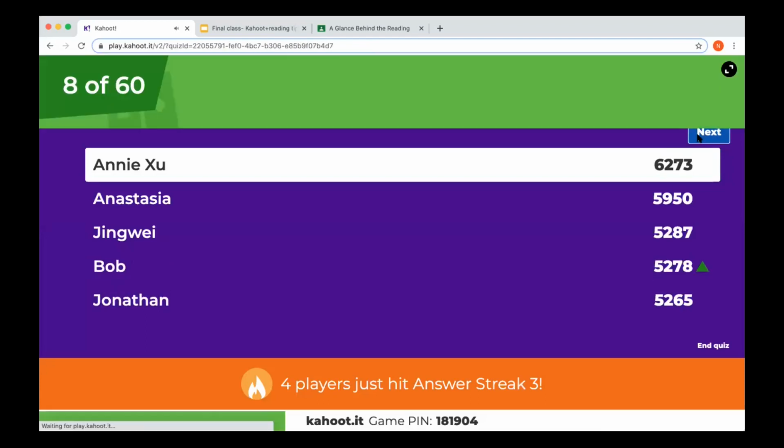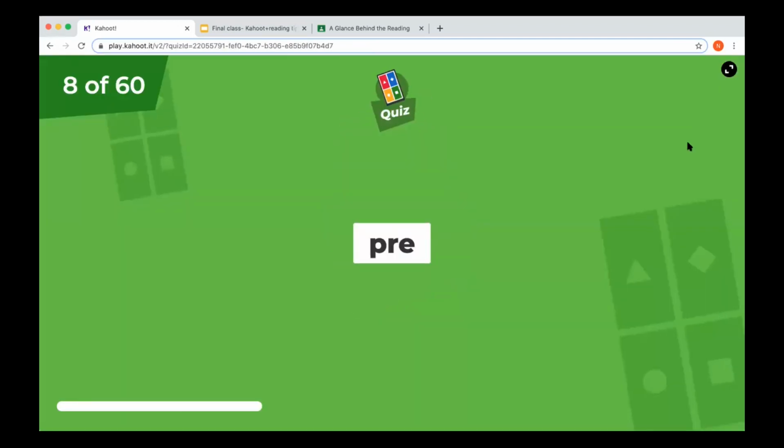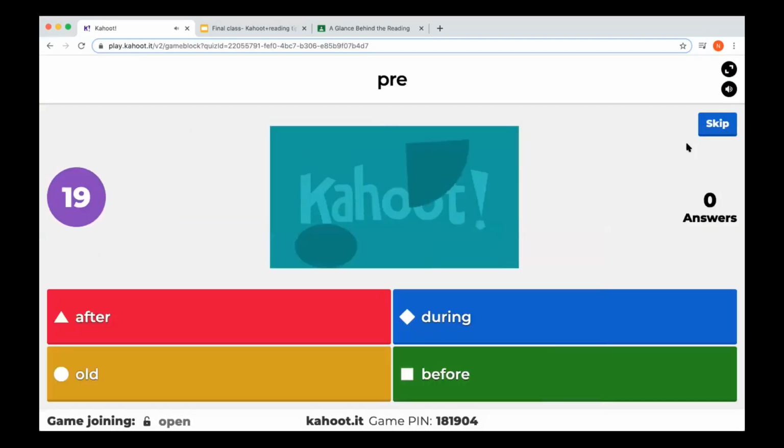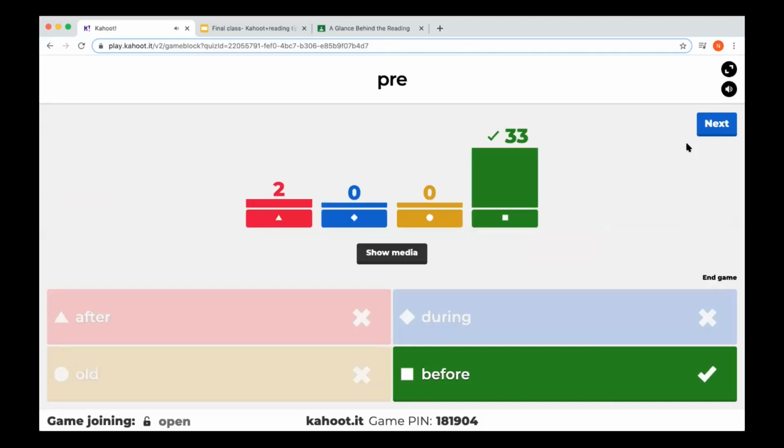All right. Pre: red is after, blue is during, yellow is old, and green is before. Nice.